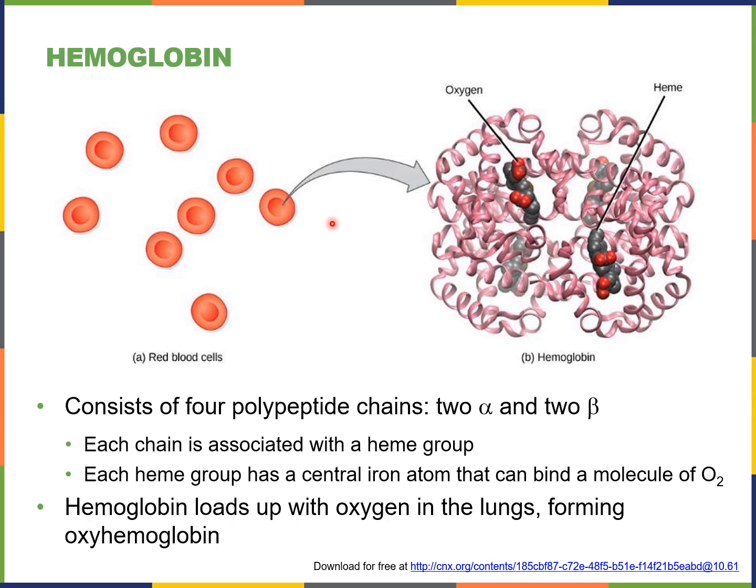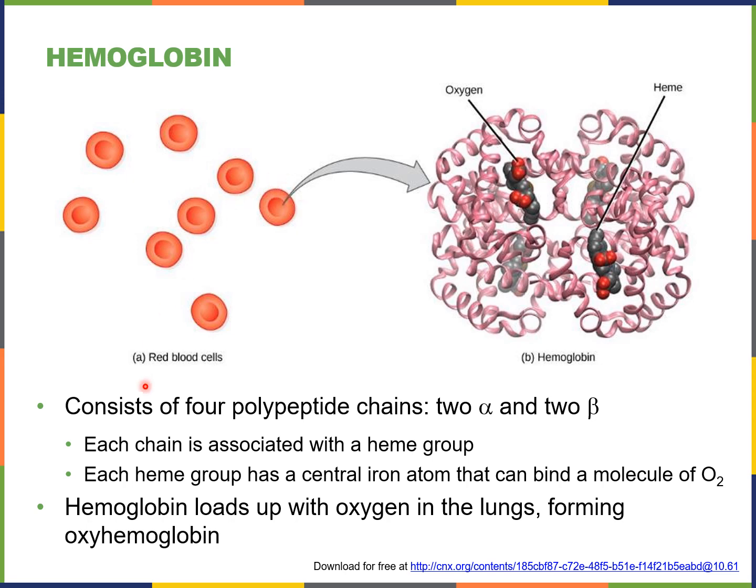And we talked about this a little bit with the circulatory system, but the way that we are carrying oxygen in our blood is through hemoglobin, right? So we've got two alpha and two beta polypeptide chains within the hemoglobin, and each chain is associated with a heme group. And each one of these heme groups has a central iron atom that can bind a molecule of oxygen. Okay, so one hemoglobin can actually bind up to 4 oxygen.